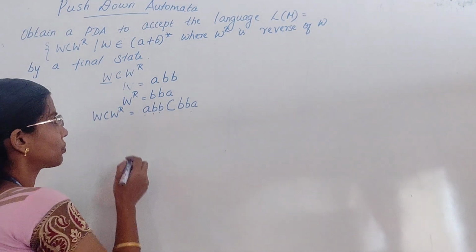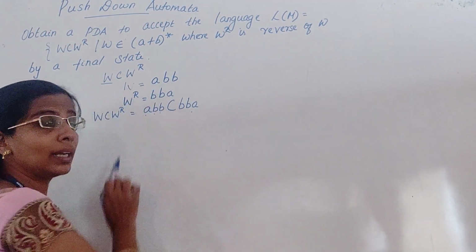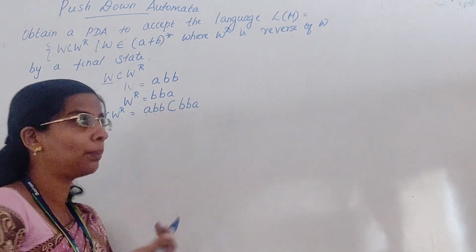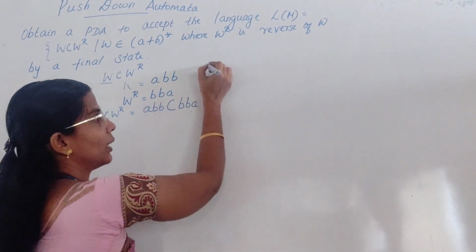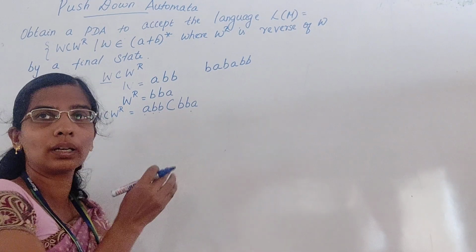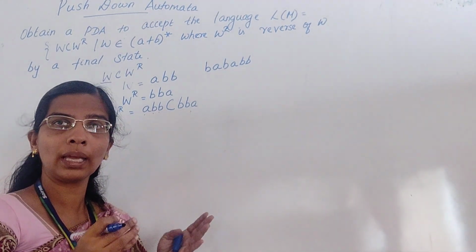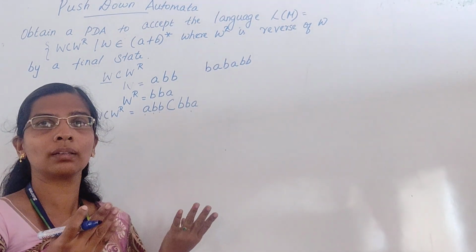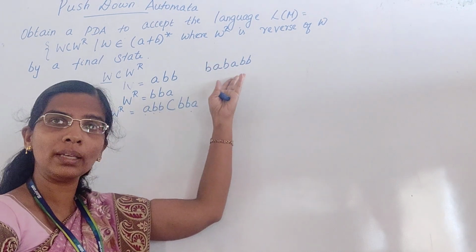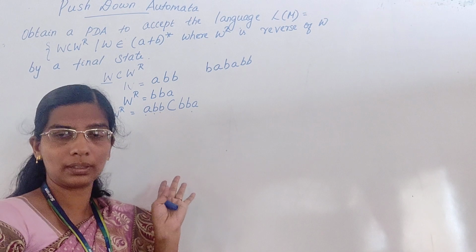So here I have taken an example like ABB. It is not necessary I should take only ABB. It can be any string. It can be BA, BBB, something. So what is W? Using the input symbols A and B, I can form any string, and WR is form any string and reverse that string. That is the meaning: form any string and reverse it.